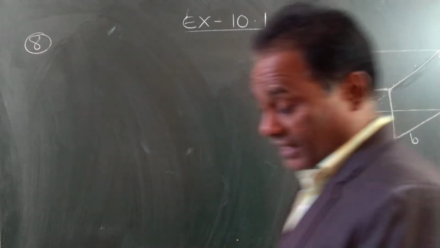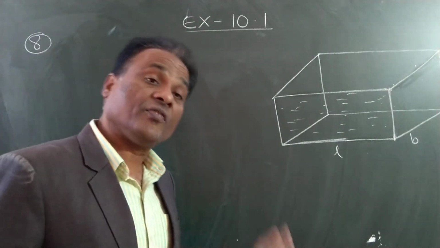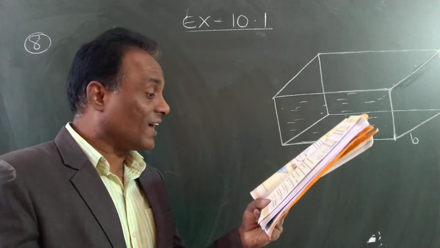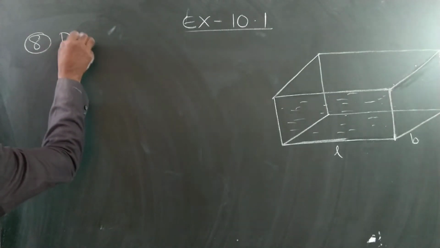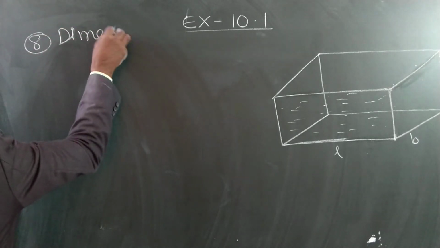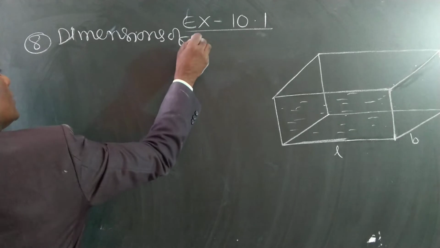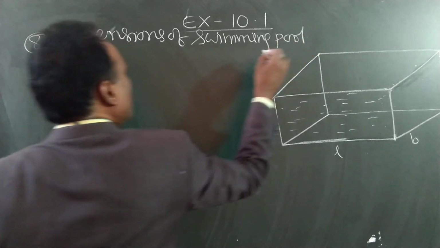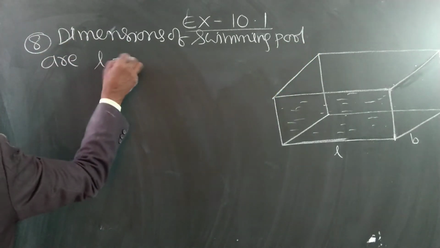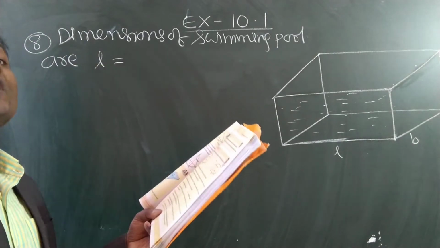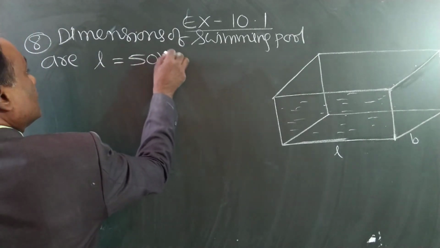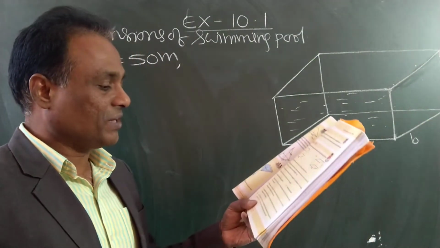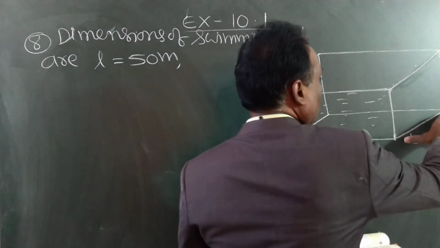See here, students. It is a swimming pool in the shape of a cuboid. Dimensions are 50 meters long. Dimensions of swimming pool: length is 50 meters. 50 meters length, swimming pool length. Width 25 meters.